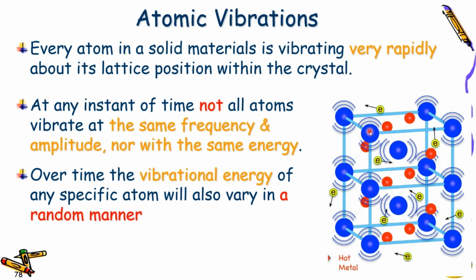You cannot expect everything to go in the same direction or with the same amplitude or frequency. So this is called atomic vibration. Over time, the vibrational energy of any specific atom will also vary in a random manner. So all the atoms move in a random manner, and that's what we call random walks.